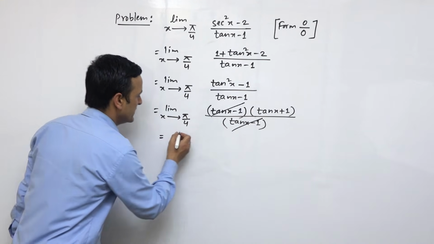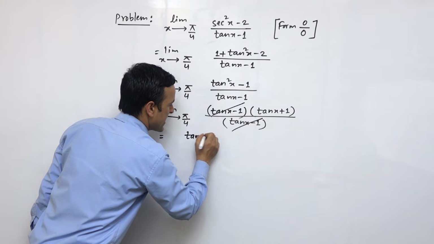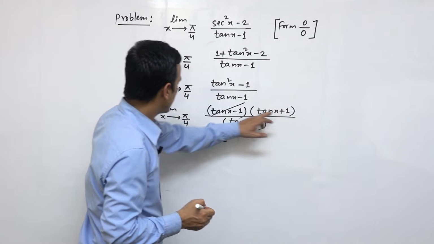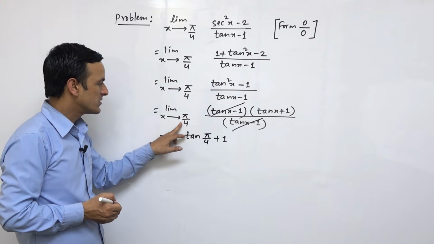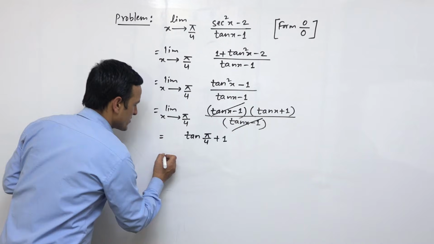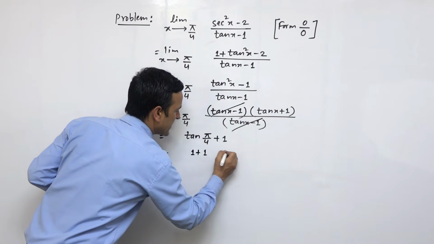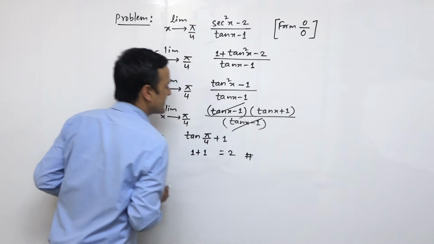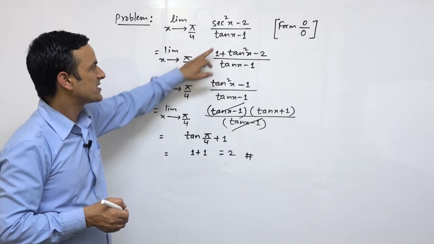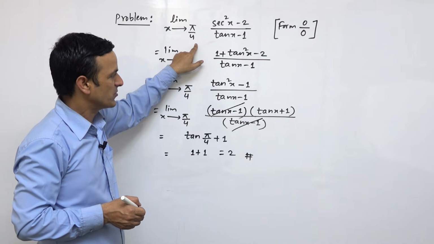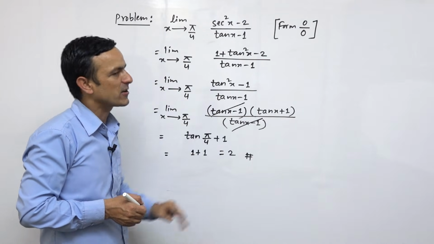So the limit is here, and it will be tan pi by 4 plus 1. In place of x we now put pi by 4, the limit value. Tan pi by 4 means 1, so 1 plus 1, and finally it will be 2. So this is the value of this function when x tends to pi by 4. In this way we can calculate this question.